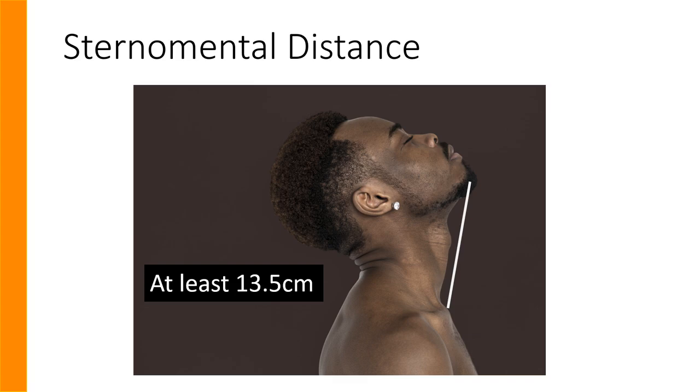Anyway, then we can look at some distances. The first measured distance is called the sternomental distance, and it's from the notch of the sternum to the tip of the chin. Ideally, we want that distance to be at least 13.5 centimeters. To some extent, it's actually a measurement of neck length, but also neck extension.